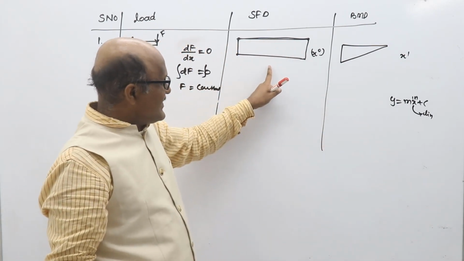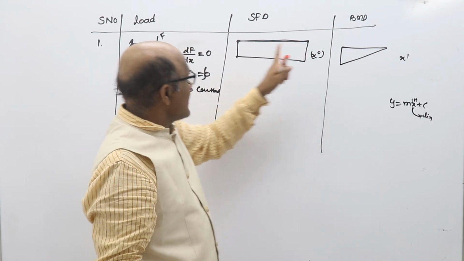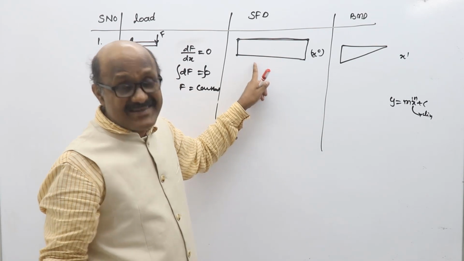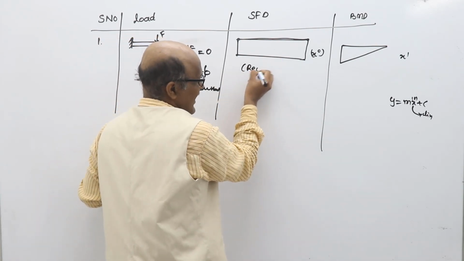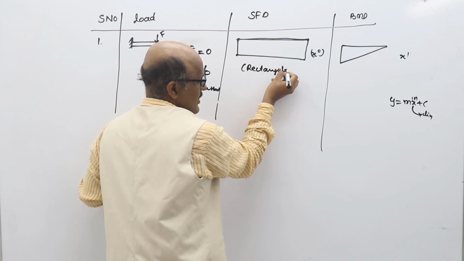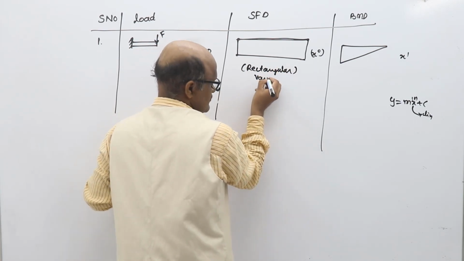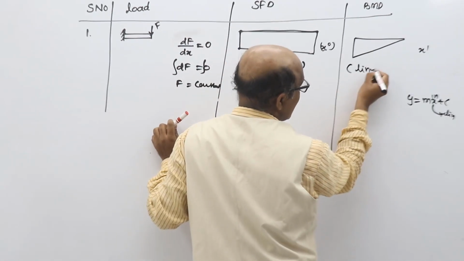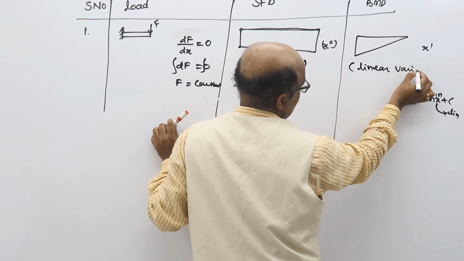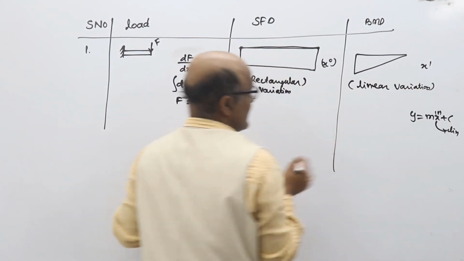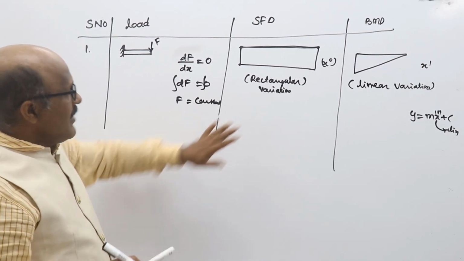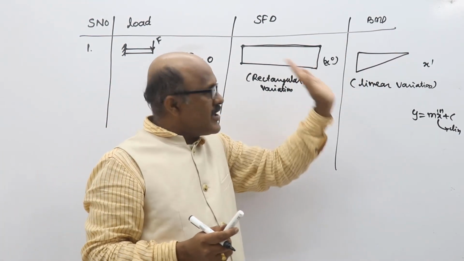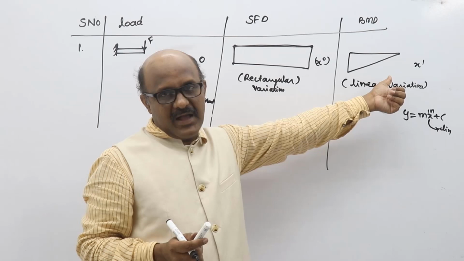When the shear force diagram is constant, that is x power 0, this is also called rectangular variation. The bending moment diagram is linear variation. When shear force is x power 0, the bending moment is one degree more than the shear force. That is the bending moment diagram.